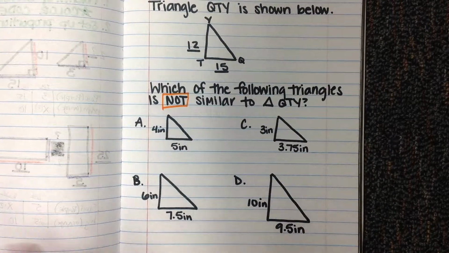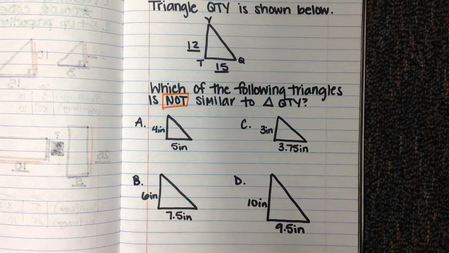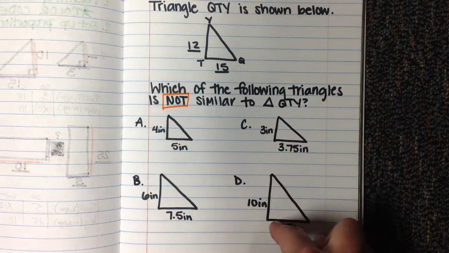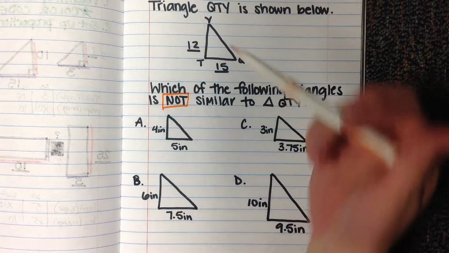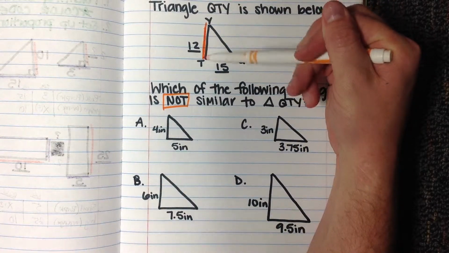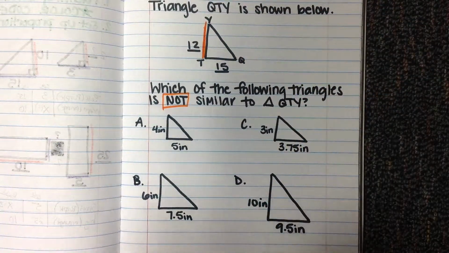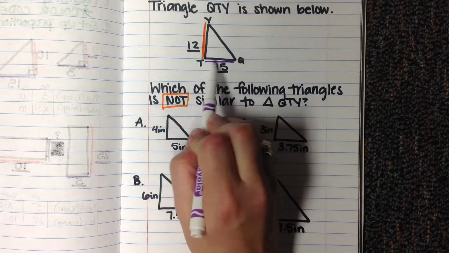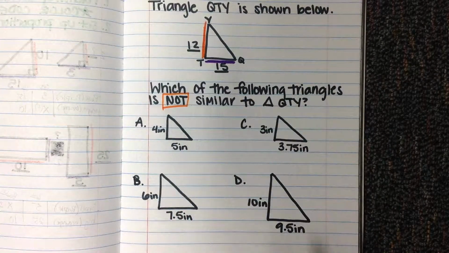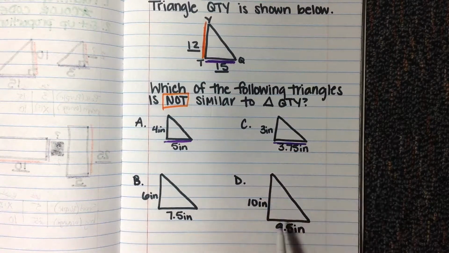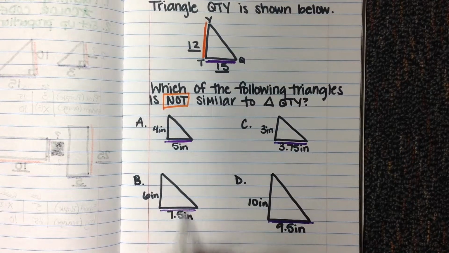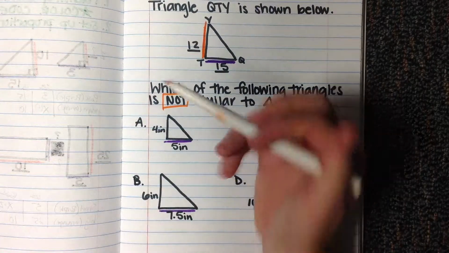Okay, first thing I'm going to do is look at my triangles. Do any of them need to be rotated? Well, no, because I have that right angle in the left corner on every single one of them, so we're good there. So I'm going to start by color coding. I'm going to call my height orange, and I'm going to call my base purple. Before I go any further, I'm going to color code all of my bases purple and all of my heights orange.